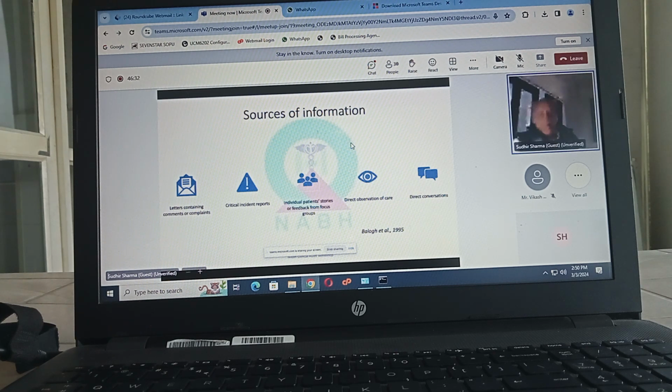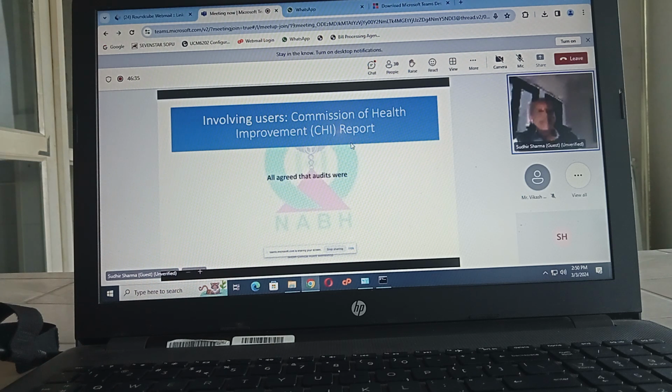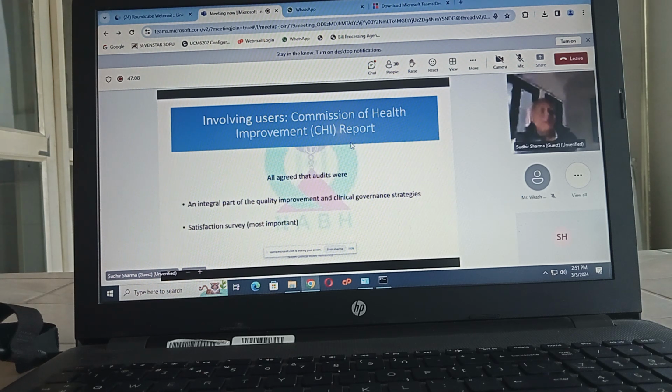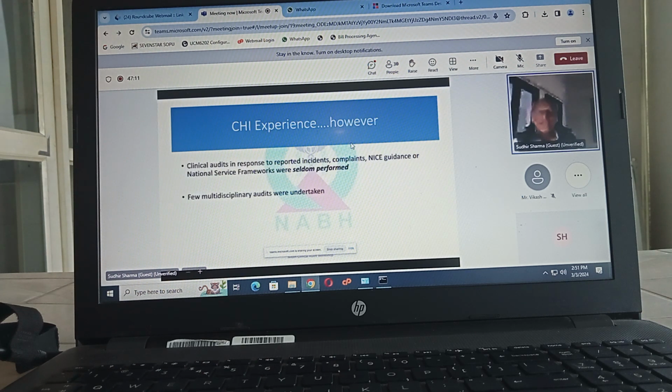They came out with a report after doing this audit. And the report said that everybody in the healthcare industry agreed that audit was an integral part of the quality process. The same commission of health looked at clinical audit in response to incidents.